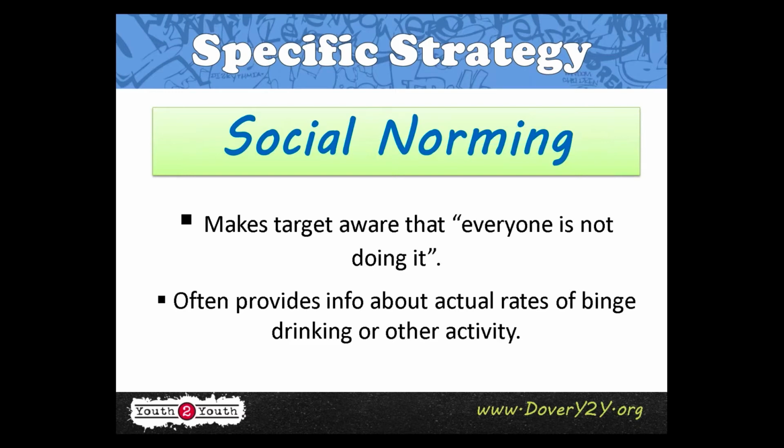So the next type of strategy is a social norming strategy. Social norming messages are used to make your target audience aware that not everyone is doing it. For instance, not everyone binge drinks, or not everyone drinks and drives. Social norming messages can also tell the audience that most people engage in a positive or desired behavior. For instance, most teens wear a seatbelt. So the basic theory of change of a social norming message is that what people feel is normal or expected will influence their decisions to drink or to try drugs.